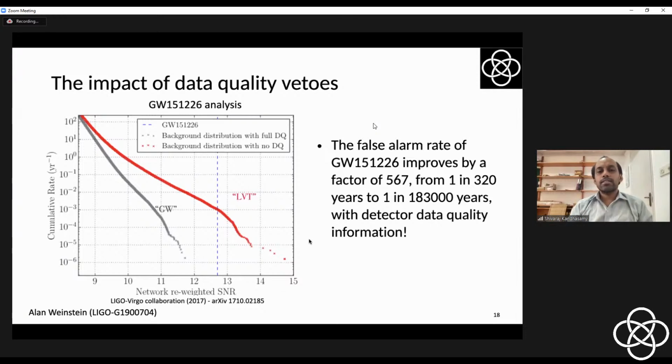So how do these data quality studies help? Here is an example. The red curve is the triggers. Basically, when I apply matched filtering, I get some values for the inner product, and if I put a threshold on that inner product, if it crosses some value, it is considered a trigger. So this is the trigger I get from my matched filtering process.